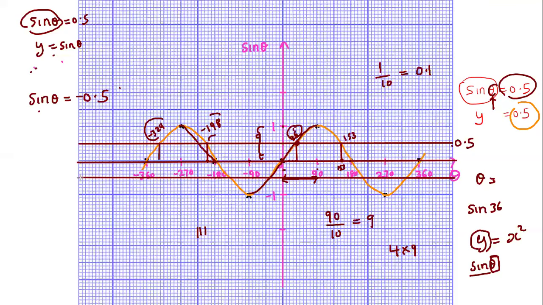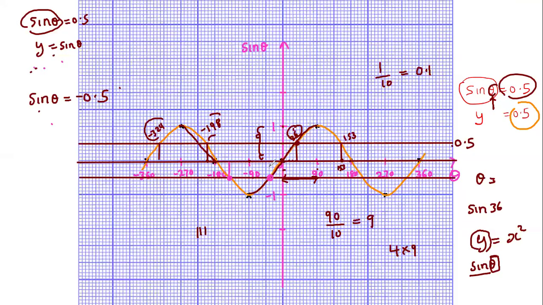I think I was replacing back the line. That's where negative 0.5 is. So still you do the same thing. You get the value where your curve is meeting the line. This is where the point is. I read off this value.